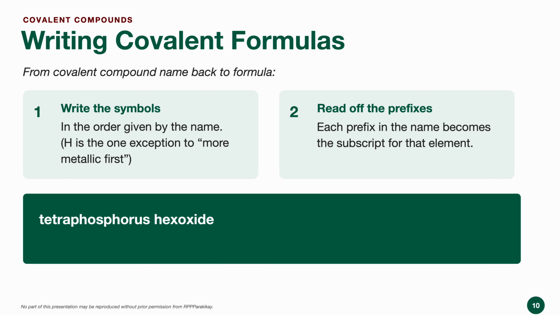So for example, we have tetraphosphorus hexoxide. The prefix tetra indicates 4 phosphorus atoms, and then the prefix hexa indicates 6 oxygen atoms. So if we write the chemical formula, that will be P4O6.